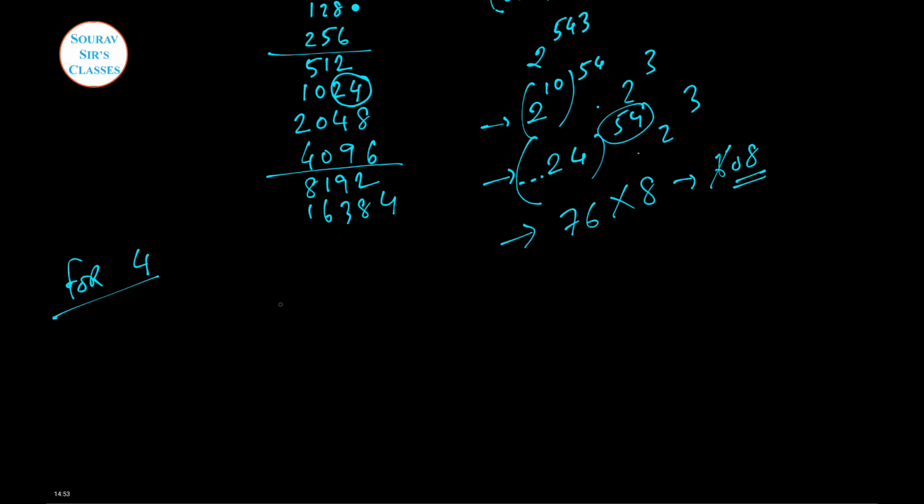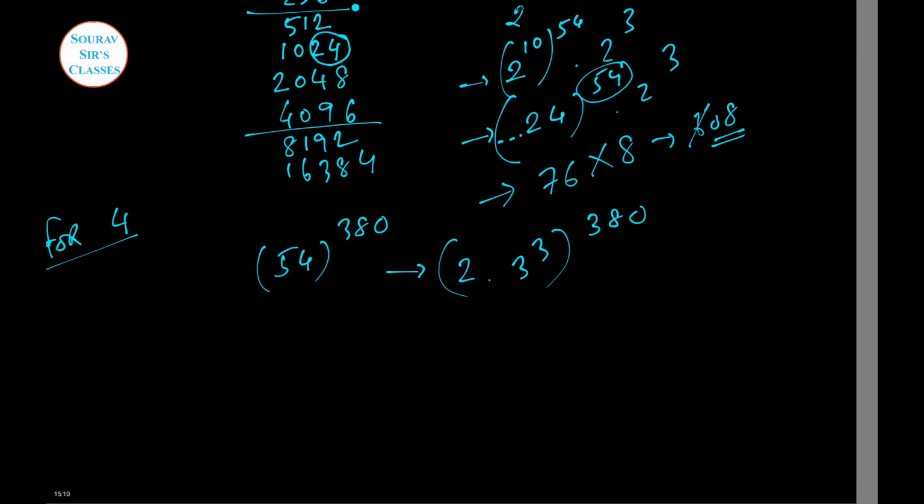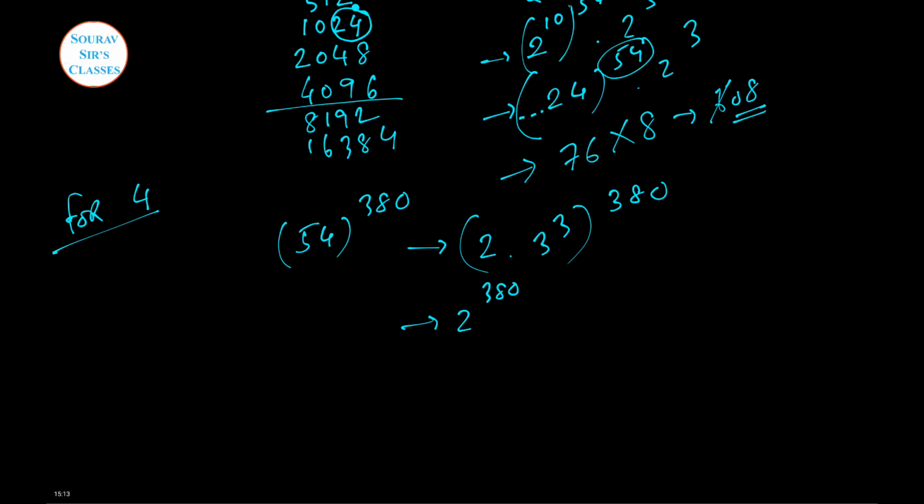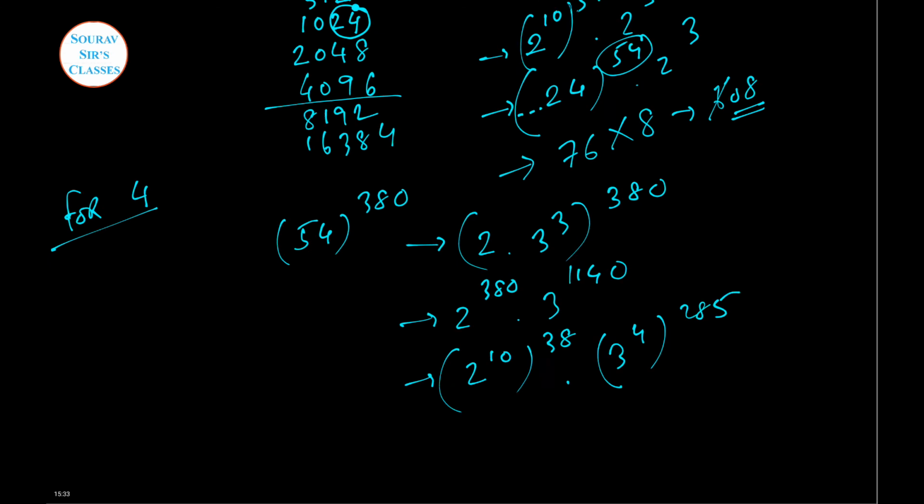Now for 4. For 4 also we can get to the 2 anyhow. For example, there is a number like 54 whole to the power 380. So here we can write it as 2 into 3 cube, whole to the power 380. We use the even and odd both here. So this is 2 to the power 380 into 3 to the power 1140. So this is 2 to the power 10 like the old school way into 38 directly, no extra, and 3 to the power 4 and 285. So here also it is directly divisible, nothing extra is coming.